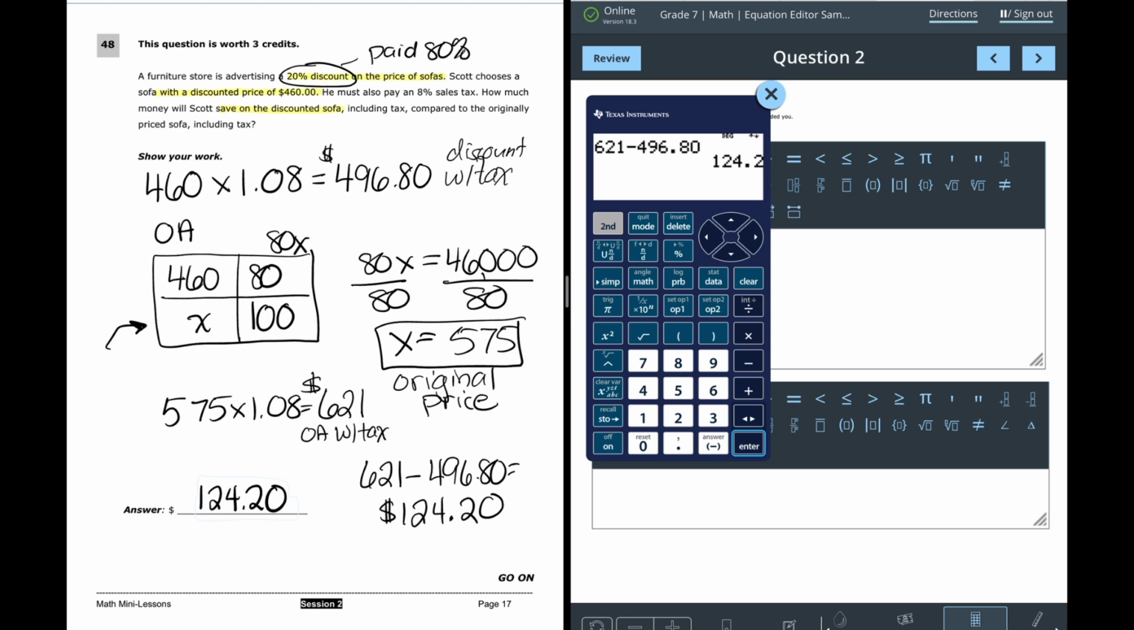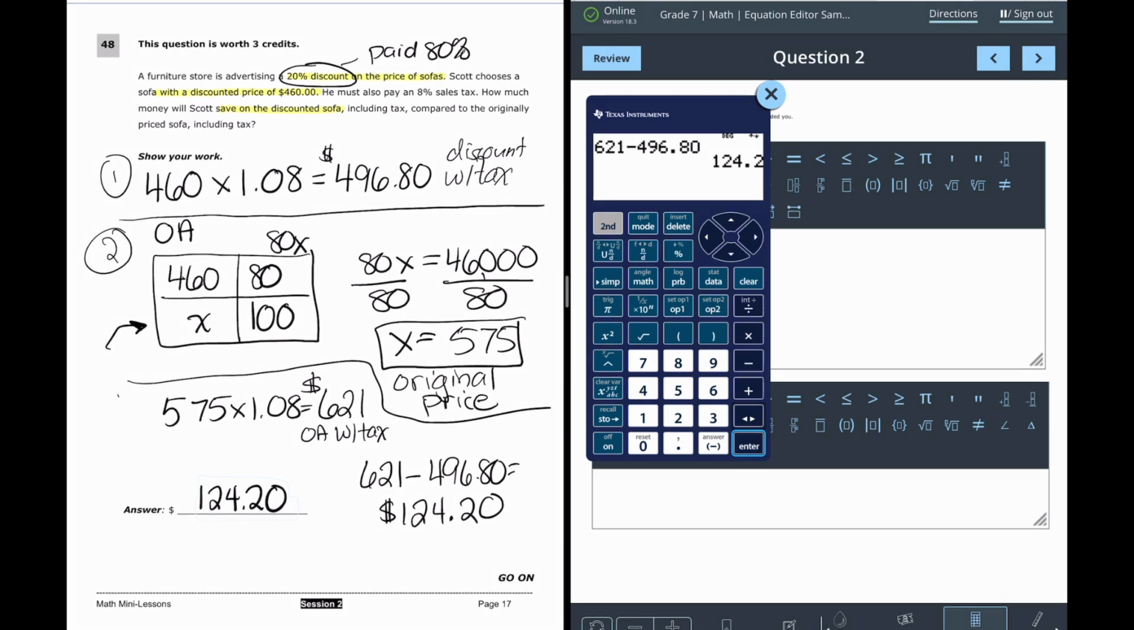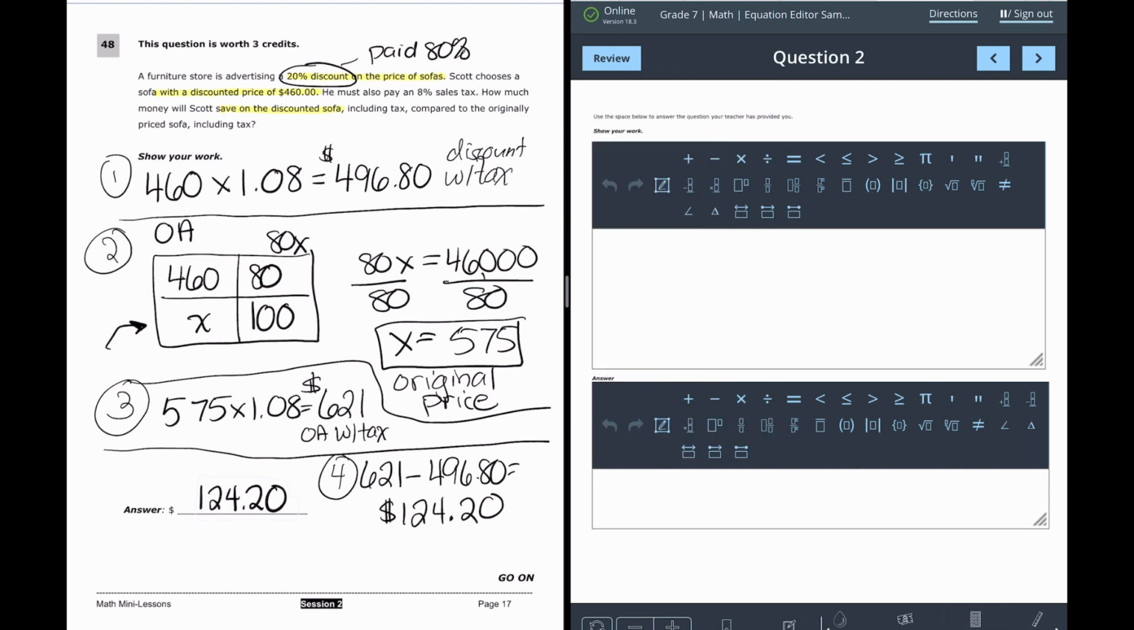Look and see all the different things I had to do. So one, I needed to find out how much the discount was with tax. That was the first thing we did. Then two, I needed to find out what the original price was. Then three, I need to find out what the original price was with tax. And then four, I had to figure out how much he was saving when I took the original price minus the discounted price. So that's a lot to show.